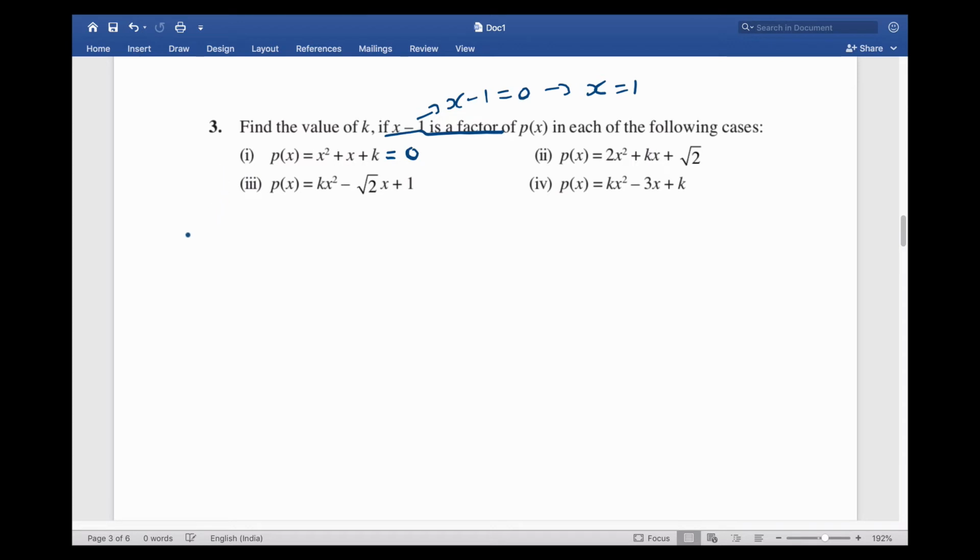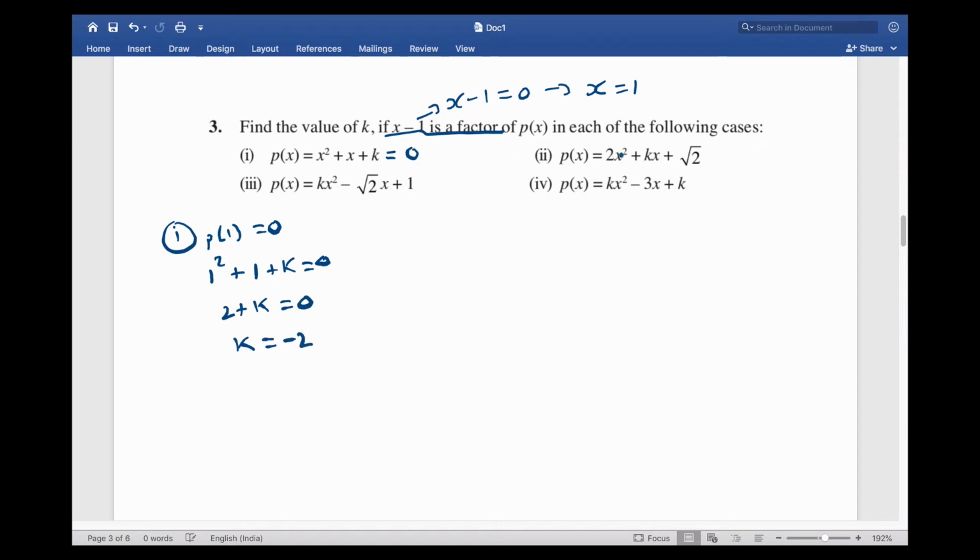Let's try the first one. So p of 1 should give me 0. So therefore I get 1 square plus 1 plus k should give me 0. So 1 plus 1 will give me 2 plus k, which is equal to 0. So k is minus 2.